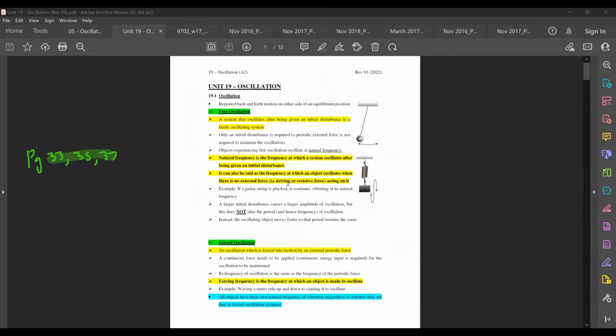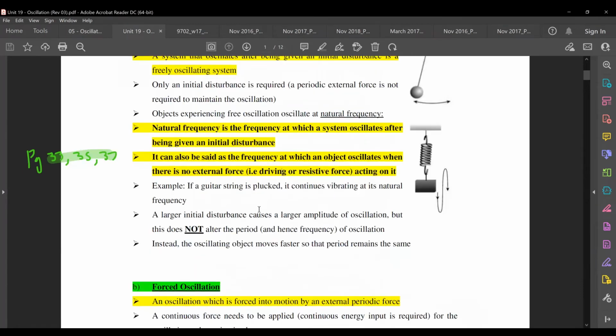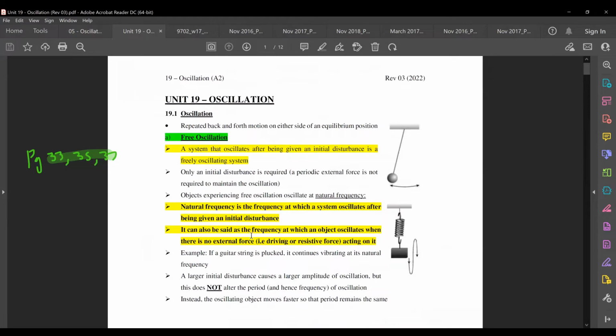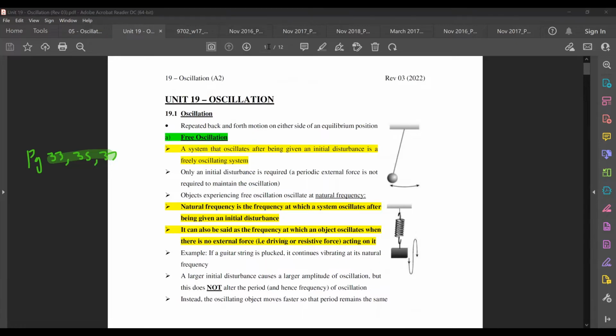Now, if you move on to the notes, page 1, this was the part I haven't really gone through with you guys. Now, in the first lesson that I had with you, I defined for you what oscillation was, where I told you that it is actually repeated back and forth motion on either side of an equilibrium position.